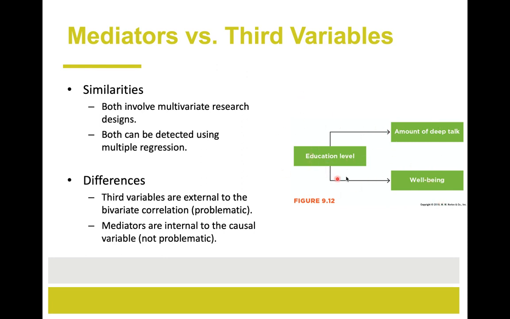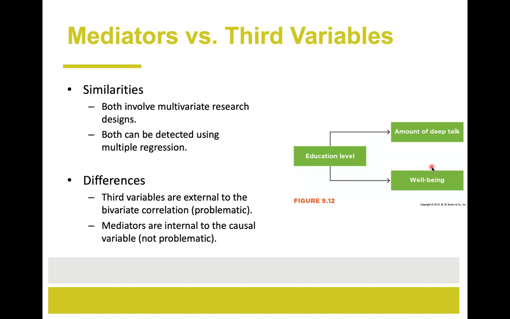What we might find is that people who have a higher level of education engage in more deep talk, and people who have a higher level of education are better off. They have higher well being. So it's not that deep talk has anything to do with well being, it's that deep talk and well being just happen to both be related to education level. So if this is the situation, then we have education level as a third variable. We might call it a confounding variable. And it's what's actually responsible for this relationship, which doesn't actually exist, right?